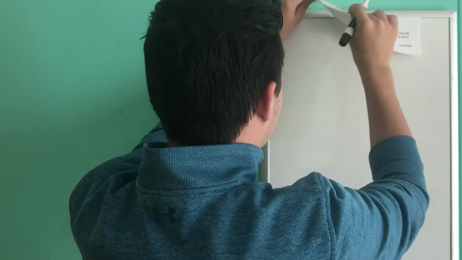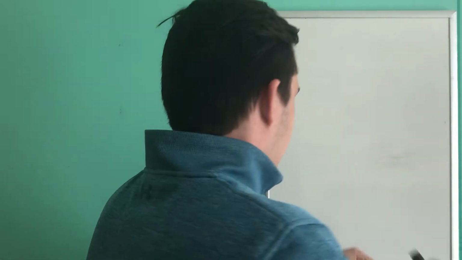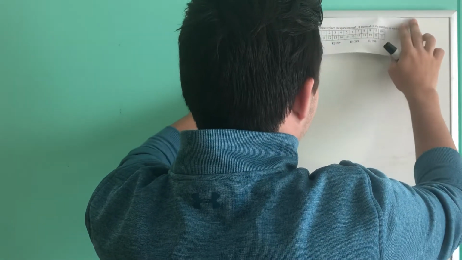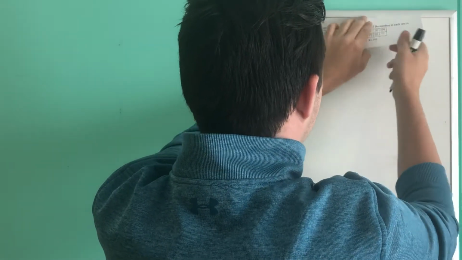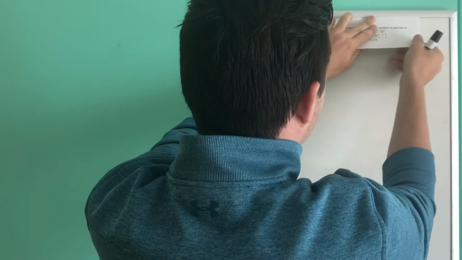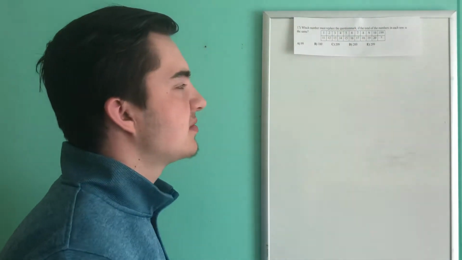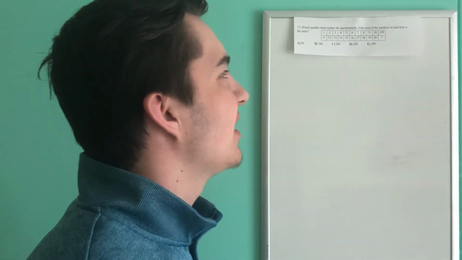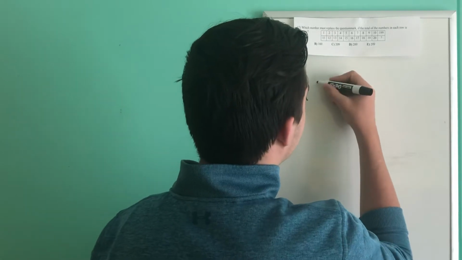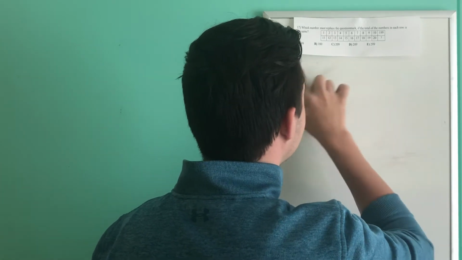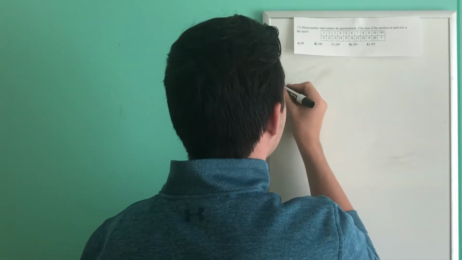All right, guys. Third question. Let's take a look at this one. All right. Which number must replace the question mark, which is right here, if the total of the numbers in each row is the same? So let's draw that. 1, 2. Let's make a nice, neat little table first. That would work, right?